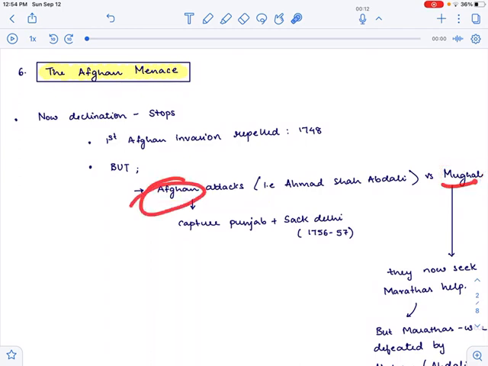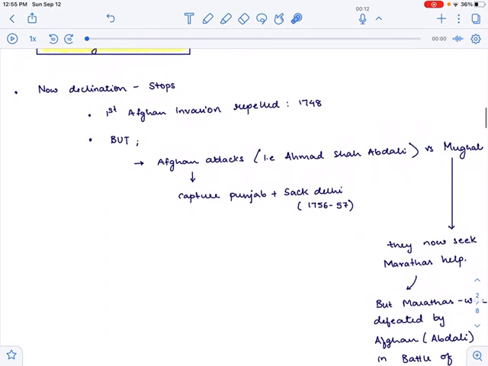In this fight between the Afghans and Mughals, it was the Afghans who won the war, because the Afghans captured Punjab and they even robbed Delhi. Again, remember that Delhi is one of the most important places in the Mughal Empire. So when Delhi was being robbed, it definitely impacted the Mughal Empire.